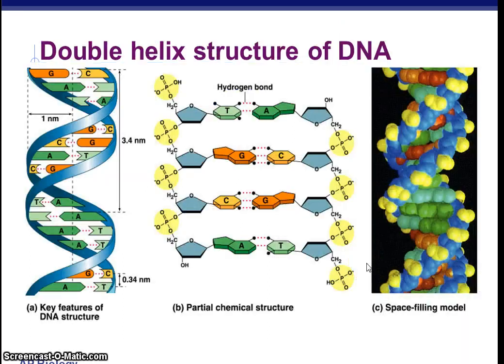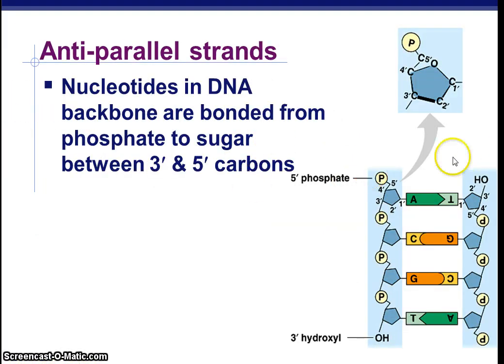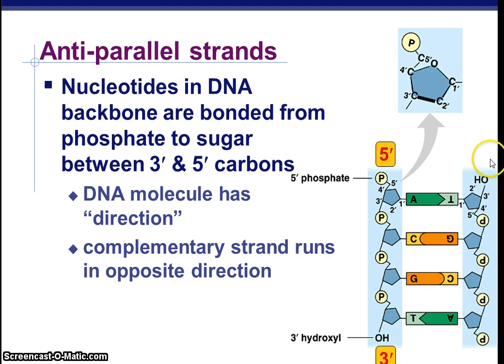So here shows the entire piece, kind of cartoonish, a little bit more like a space filling, and then what the actual chemical structure looks like. So you have your phosphate and sugar backbone, your nitrogen bases here in the middle. They do run anti-parallel, so you have the 5' to 3' on one side, and the other side you're going to get the 3' to 5'. And so it's really like DNA is upside down.